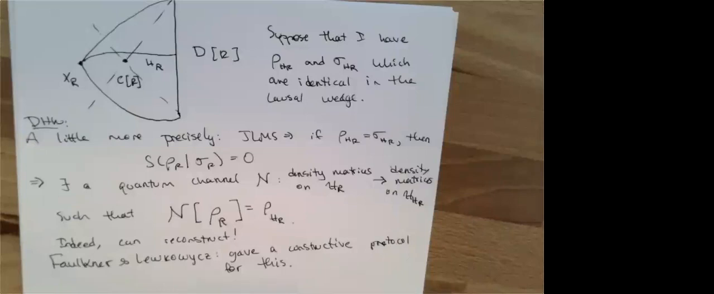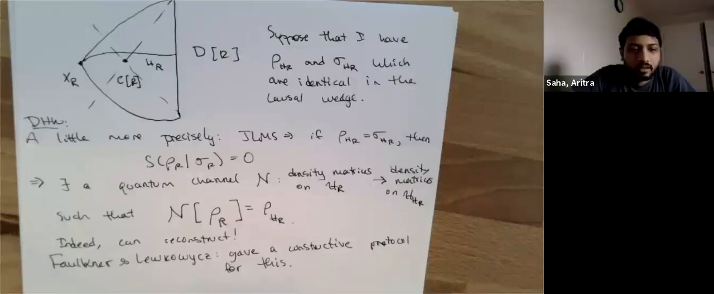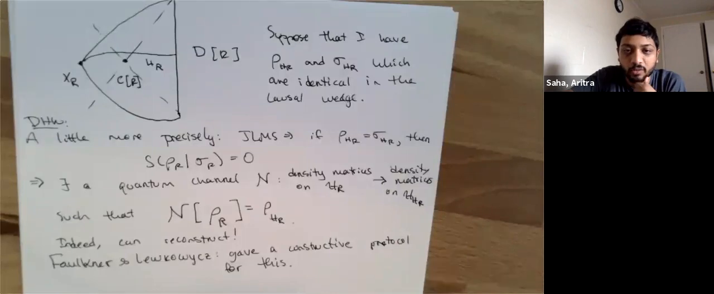Other questions? I had a quick question. So, it seems like in order to construct the bulk, you first need to ensure that rho HR is equal to sigma HR. Now that is also related to the bulk. So, before you reconstruct the bulk, how can you actually make sure that that holds?